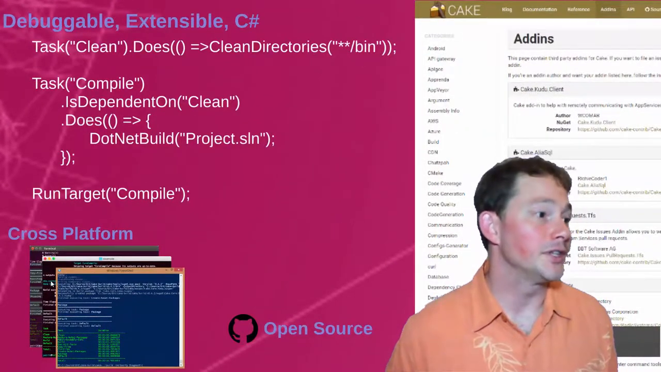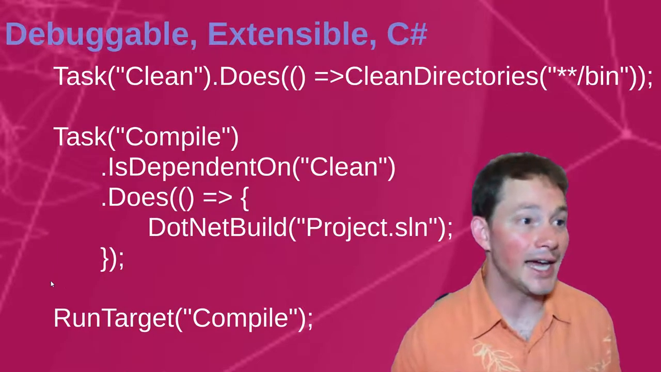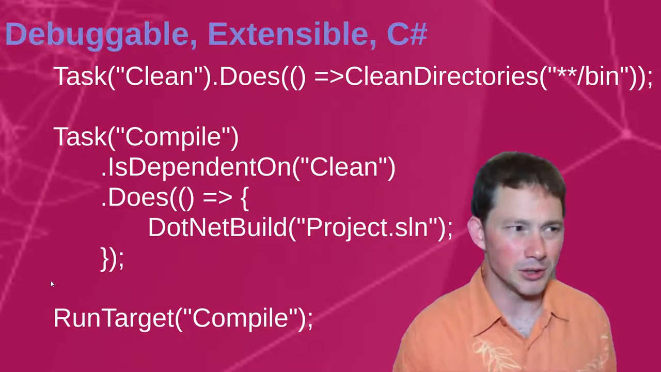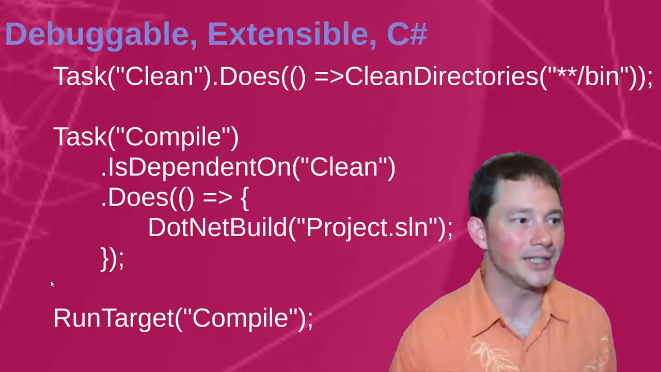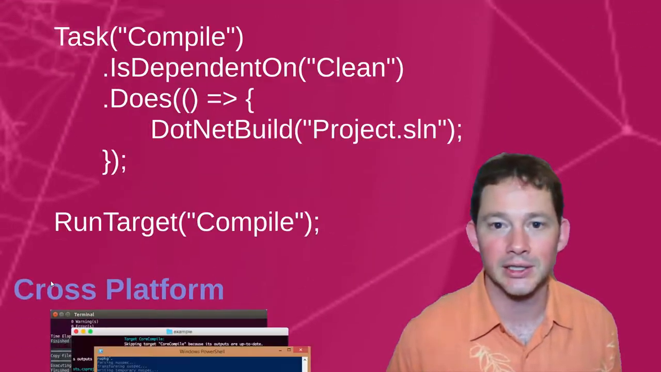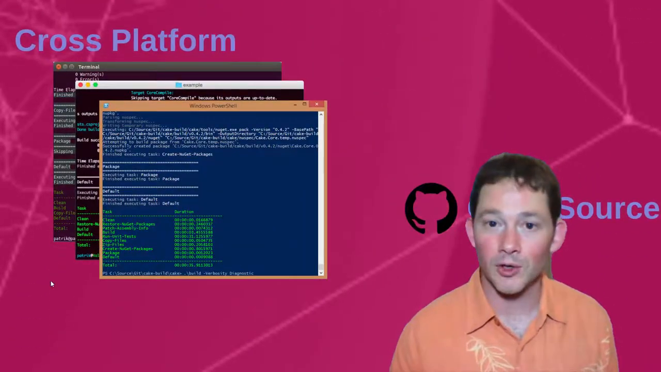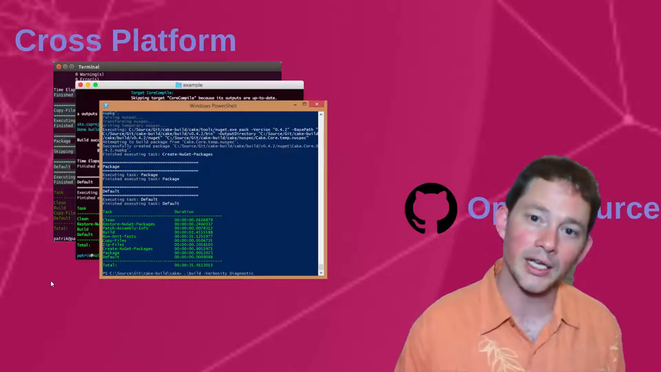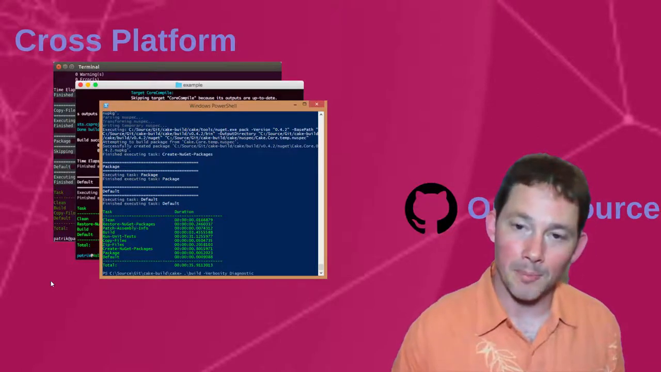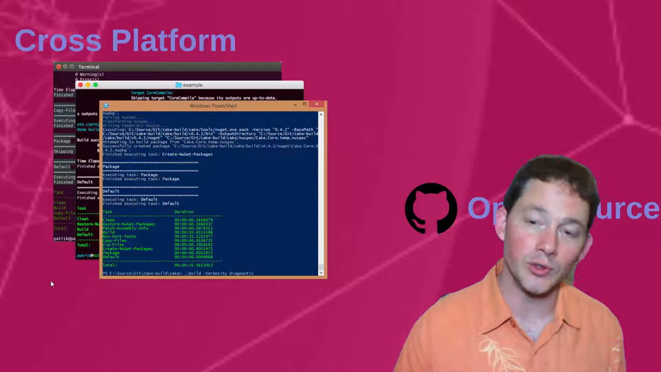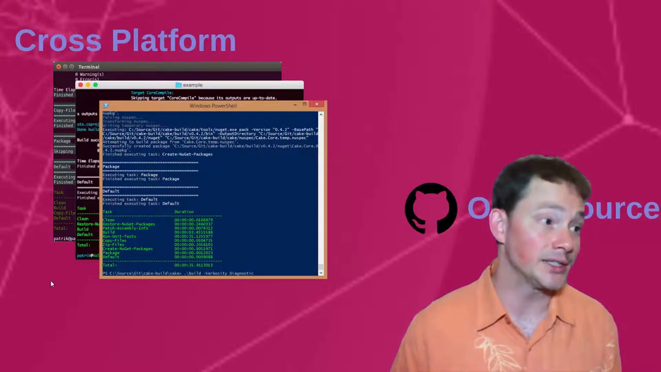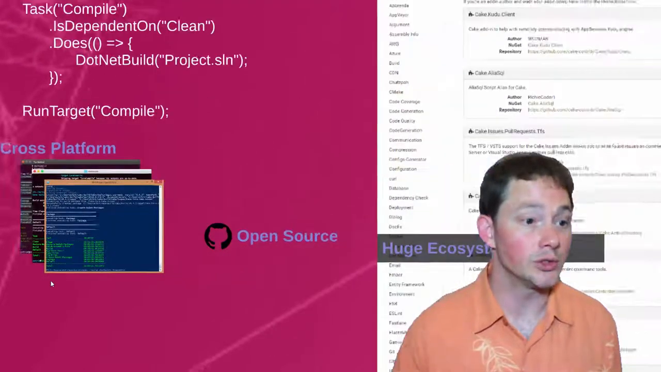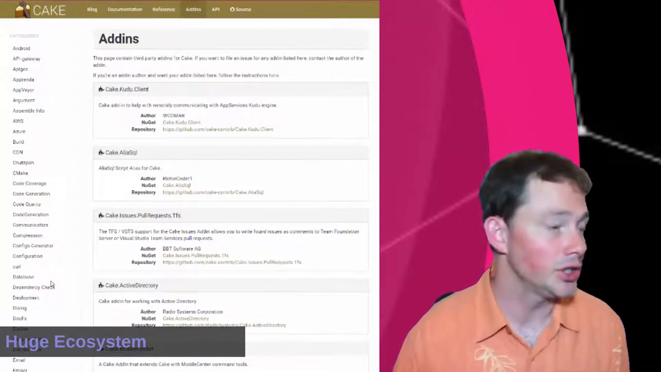Cake, this is kind of roughly what it looks like. You've got tasks. This may look a little bit weird. You have to squint at it to see that it's C#, but it is. We'll get into the details later. And it is cross-platform. It runs on Windows, and it runs on Mac, and it runs on Unix, it runs on all POSIX systems, and so that's really, really cool. I'll demo that later in the presentation.